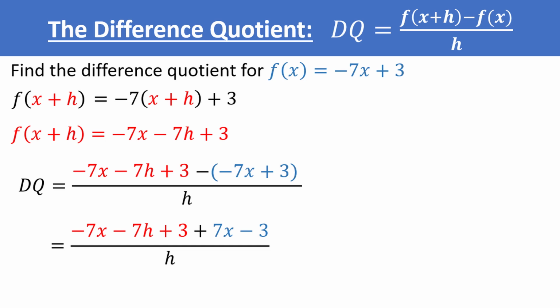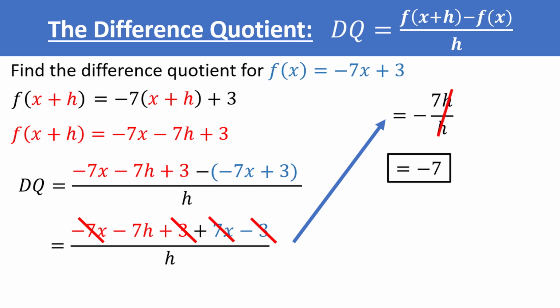We have negative 7x and positive 7x, which cancel, and positive 3 and negative 3, which also cancel. This leaves us with negative 7h divided by h. The h's cancel, and we are left with negative 7, which is our final answer.